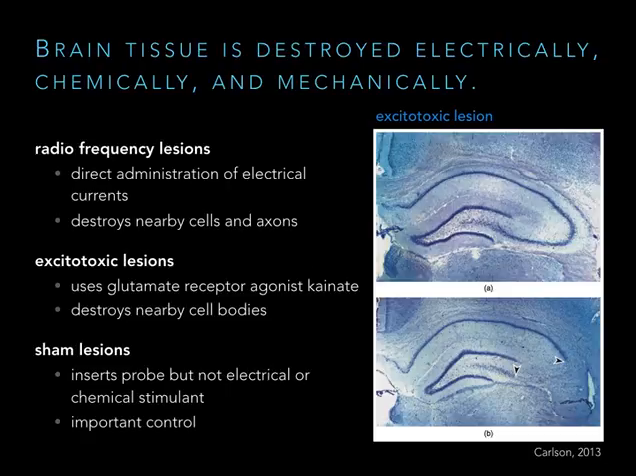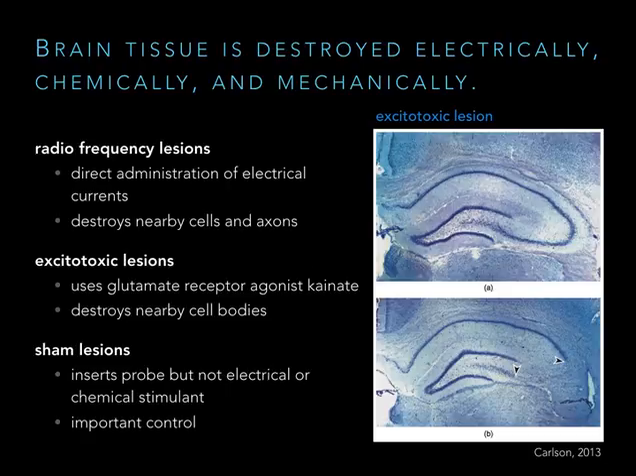You can also do this chemically. Hopefully you recall that the whole purpose of generating electrical activity is to then stimulate the release of chemical transmitter. What you can do is just release chemical transmitter, release excitatory chemical transmitters. What's usually used is kainic acid, also called kainate. This binds to a certain type of glutamate receptor called kainate receptors. Glutamate is an excitatory neurotransmitter, so by activating kainate receptors, you're exciting nearby cell bodies in this case, since the axons won't have kainate receptors on them.